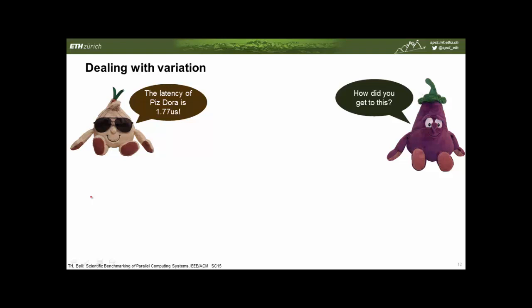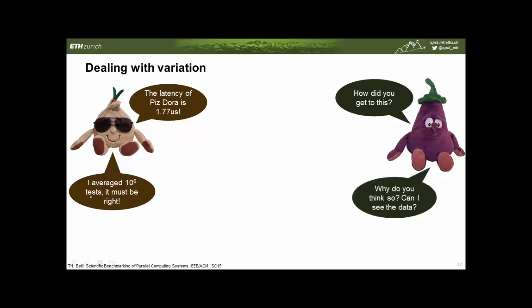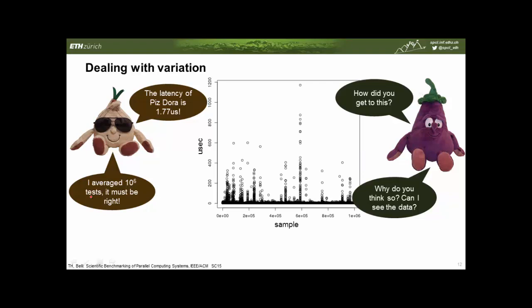So imagine some of your students comes and tells you, I measured the latency. And then he comes back and tells you, of course, I have done 1 million measurements. So out of these million, it must be right, because if I'm having that many measurements, that's definitely the correct result. Okay, so now the question is, well, why do you think so? Can I see the data?